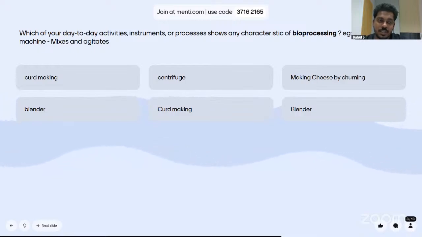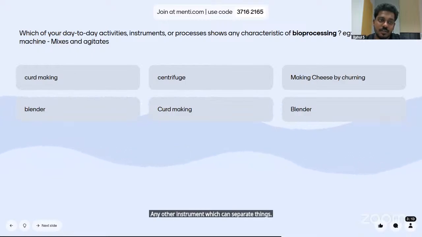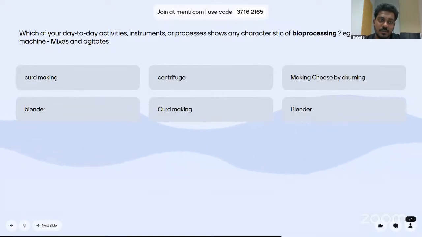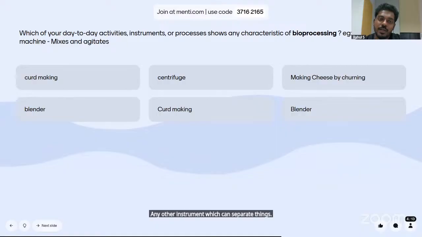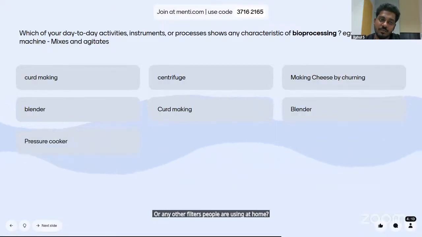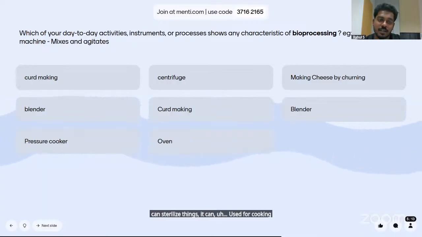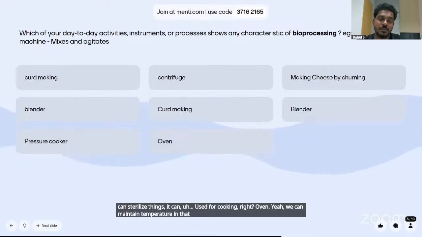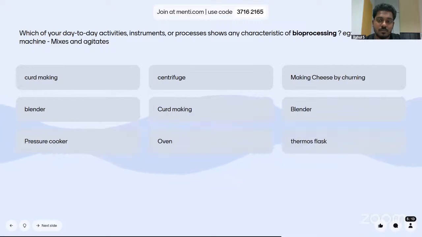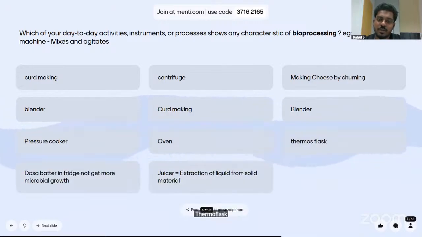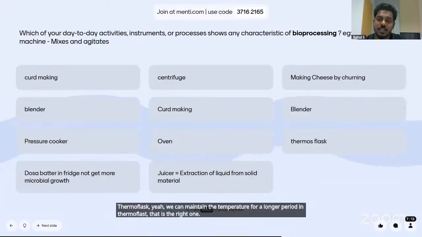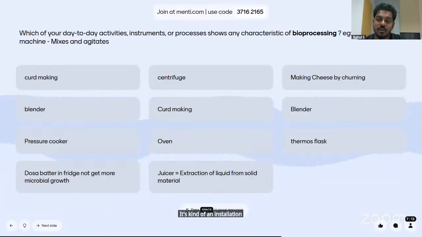Any other instrument which can separate things, or any other filters people are using at home? Pressure cooker, definitely. Pressure cooker is one of the best answers. It can sterilize things and can be used for cooking. Oven, yes, we can maintain and increase the temperature in that. Thermoflask, yes, we can maintain the temperature for a longer period in a thermoflask. That is the right one. It's a kind of insulation, which we use around the bioreactor.